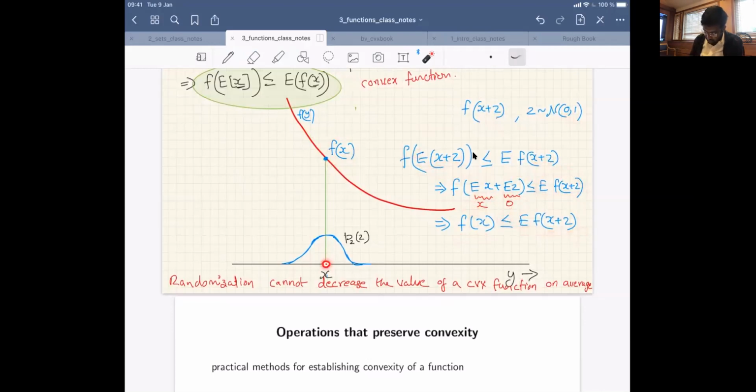So what we saw is that we had an argument x and corresponding function value f of x, and I added a random variable with a normal distribution having zero mean. In that case, this cannot decrease the value of a convex function, right? Whenever you add a random variable with zero mean, the expected value of the resulting function will be greater than f of x. So randomization, or more specifically, adding a zero mean random variable to the argument.